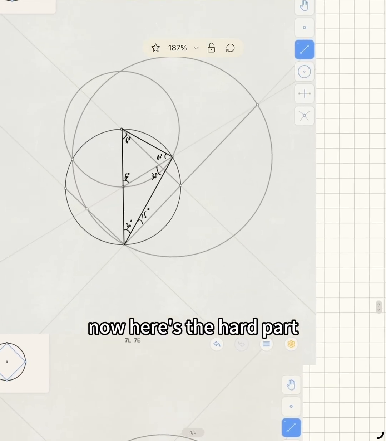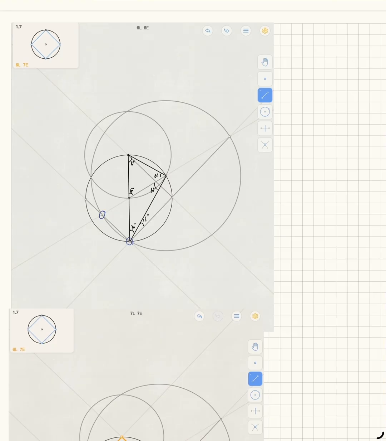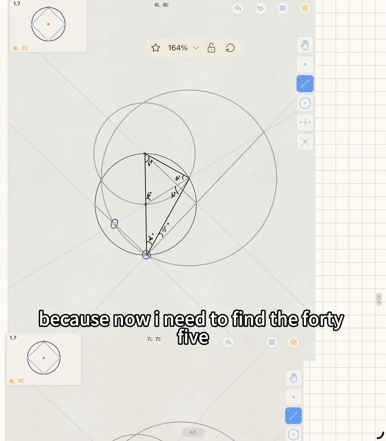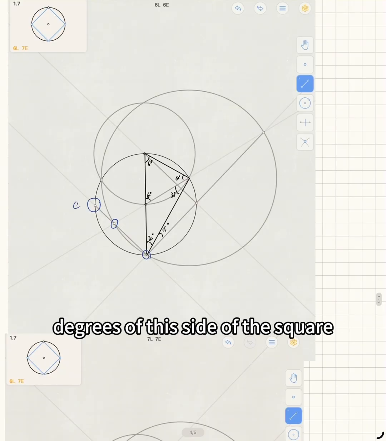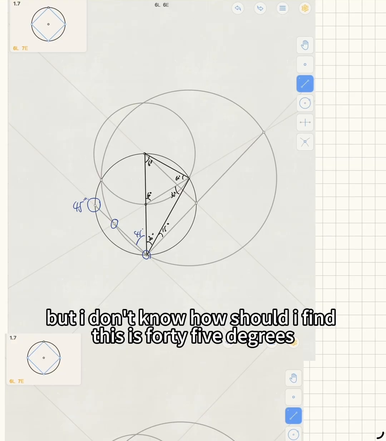Now here's the hard part. I connected this point with this. Why do I need to do that? Because now I need to find the 45 degrees of this side of the square. I need to find here as 45 degrees, but I don't know how. How should I find that this is 45 degrees?